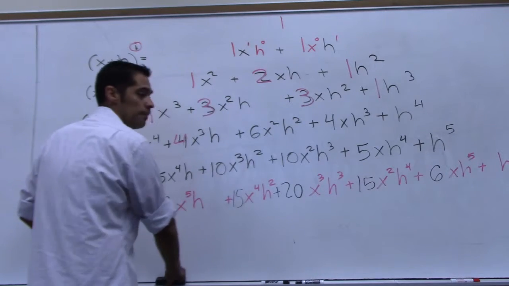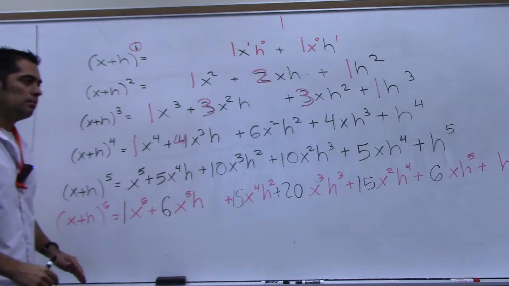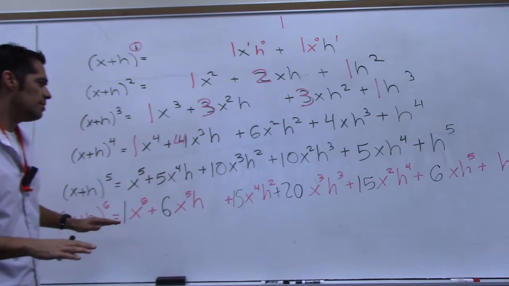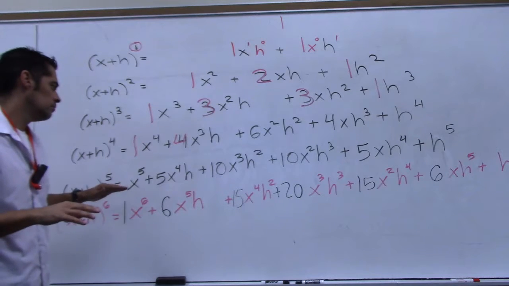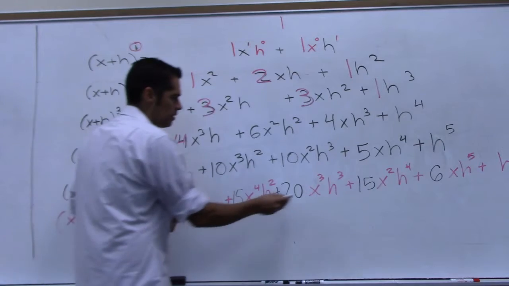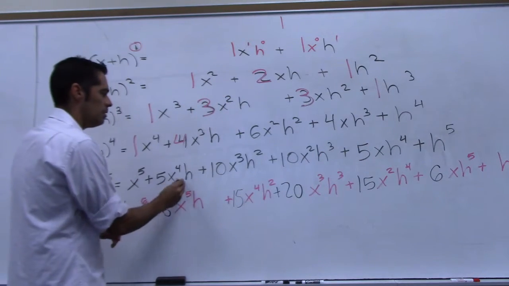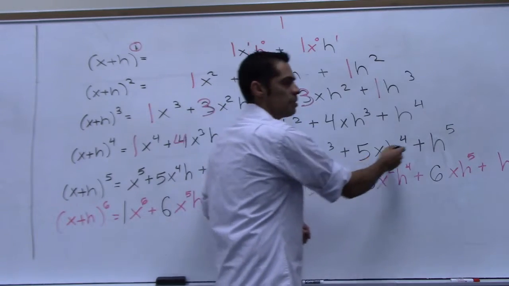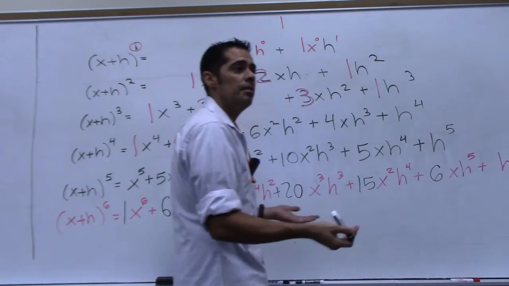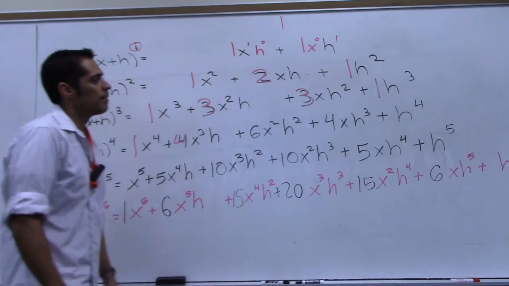You said... The x's go down, the h's come up. Okay, so look at just x here. 6th, 5th, 4th, 3rd, 2nd, 1st, gone. 5th, 4th, 3rd, 2nd, 1st, gone. And then h's are opposite, right? Gone, h squared, h cubed, h to the 4th.